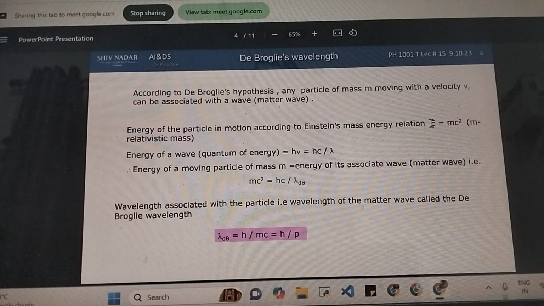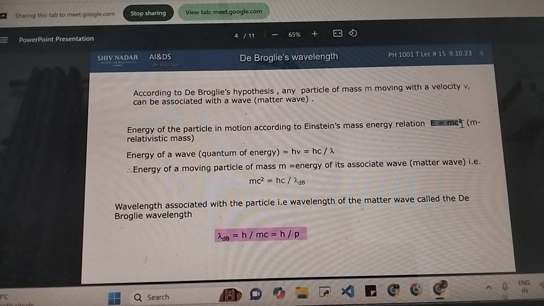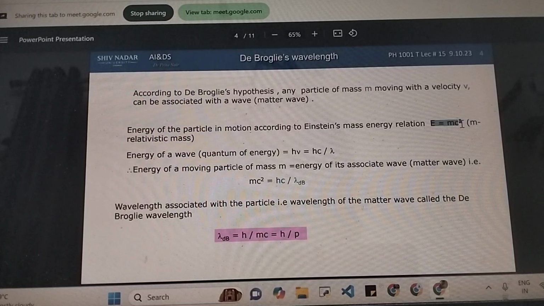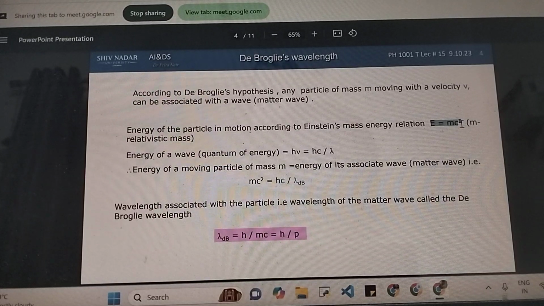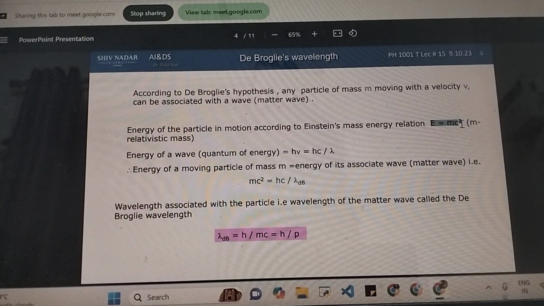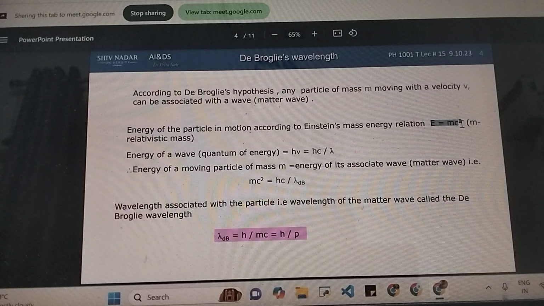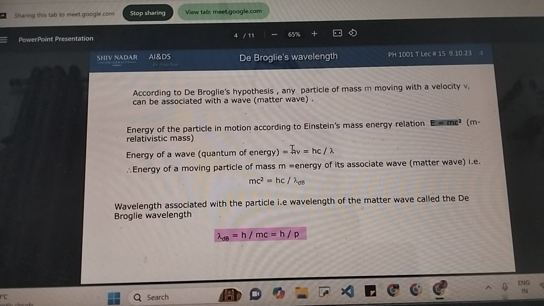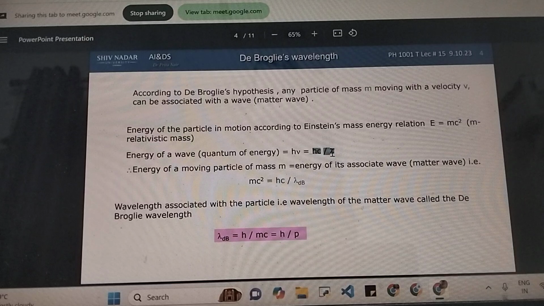And we all know this famous equation, E equals mc squared. Einstein gave it. What are the terms here? E is the energy exhibited by the object, m is its mass, and c refers to the speed of light. Or here you can replace c by v, where v is the velocity with which the object moves. And we also know another equation for energy, which is h nu, and nu is nothing but c by lambda. So this is also an expression for energy.